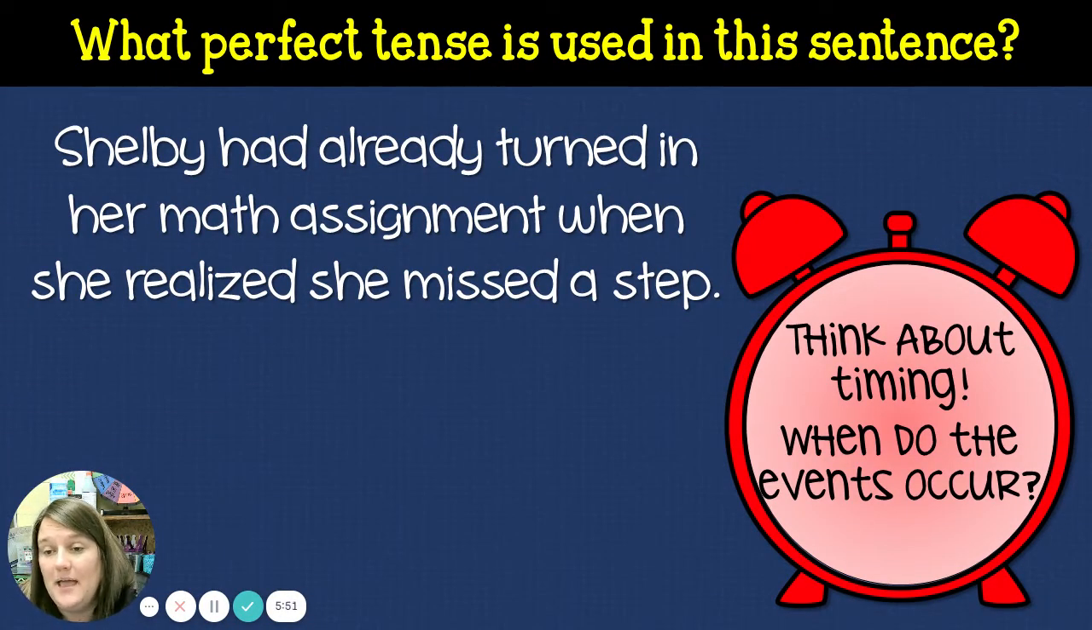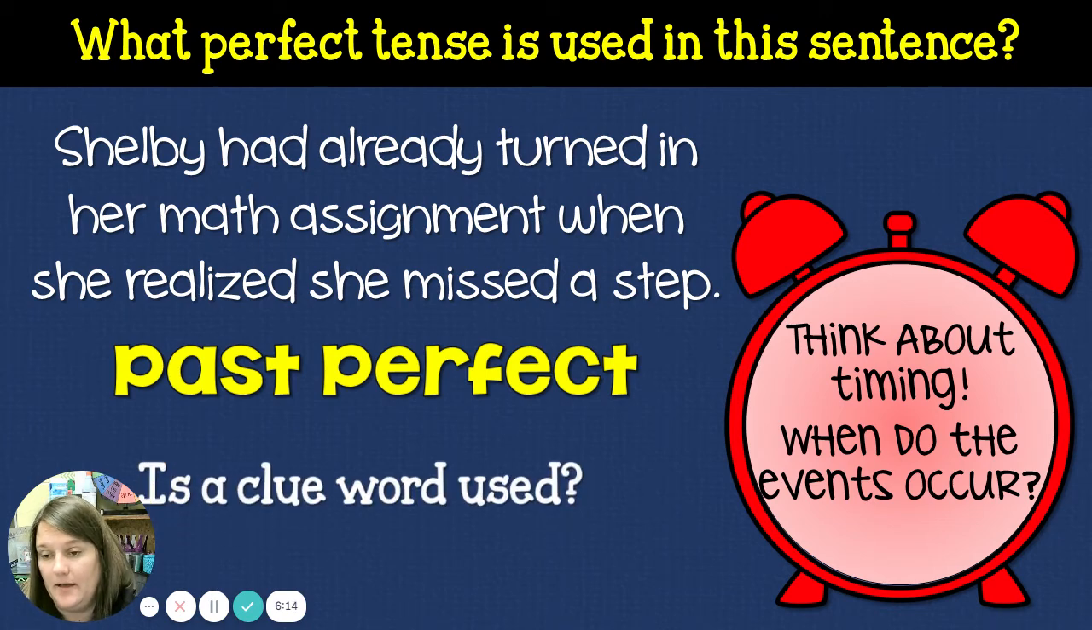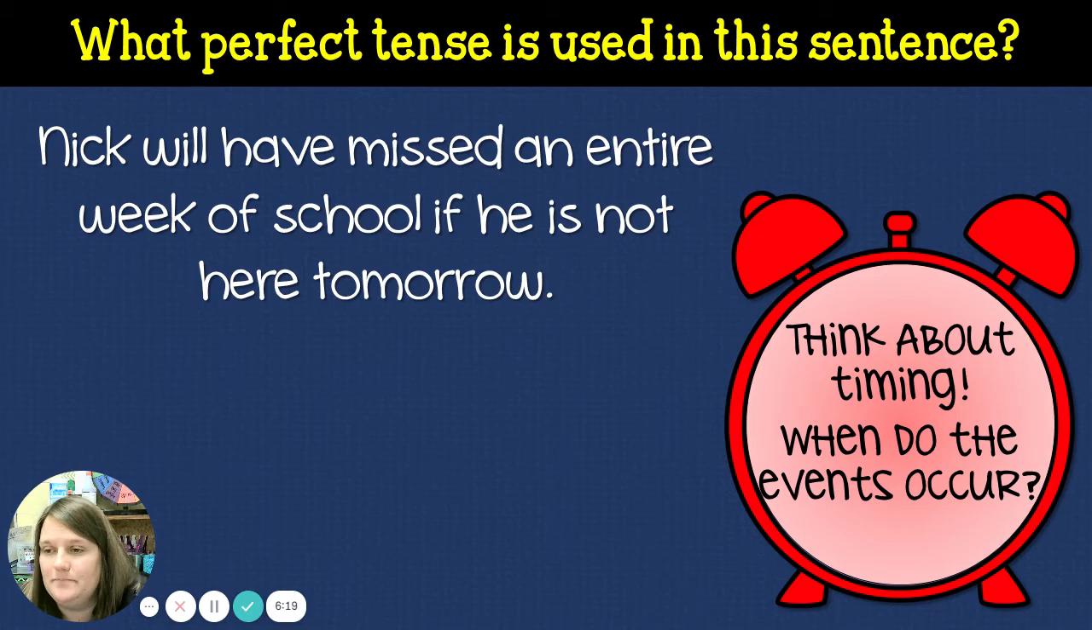Shelby had already turned in her math assignment when she realized she missed a step. Is this past perfect tense, present perfect tense, or future perfect tense? Look at the endings of some of our verbs, okay? Think about it. What could it be? It's past perfect. She had already turned in. That happened already. Realized. That has already happened, okay? Had should be your clue word that you use there.